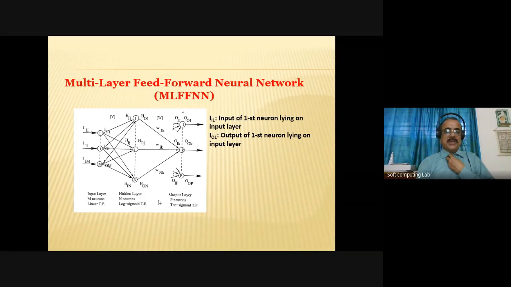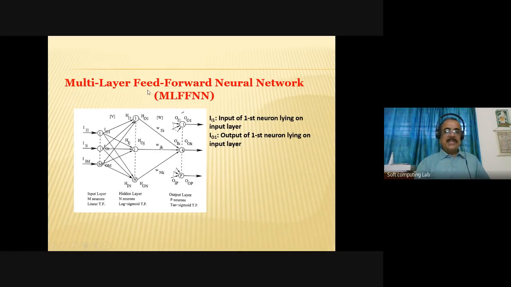So using this log sigmoid transfer function, that is 1 divided by 1 plus e raised to the power of minus a1x or something like that. If you use this log sigmoid transfer function, I'll be getting that particular output. Similarly, I'll be getting the output here. Hoj is nothing but the output of the jth neuron lying on the hidden layer.